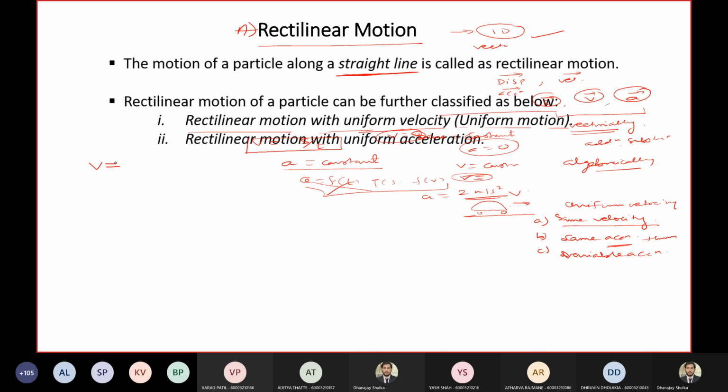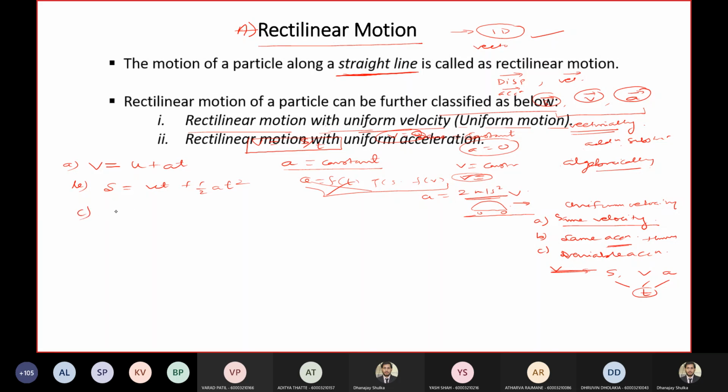There is a relation between v, s, and a, and one common parameter t, time, which can be correlated with all. When you have to relate v and a, you can relate them with v is equal to u plus at. That is the first equation of motion. Second, when you want to relate s and a, you can use s is equal to ut plus half at square. You all must know this.